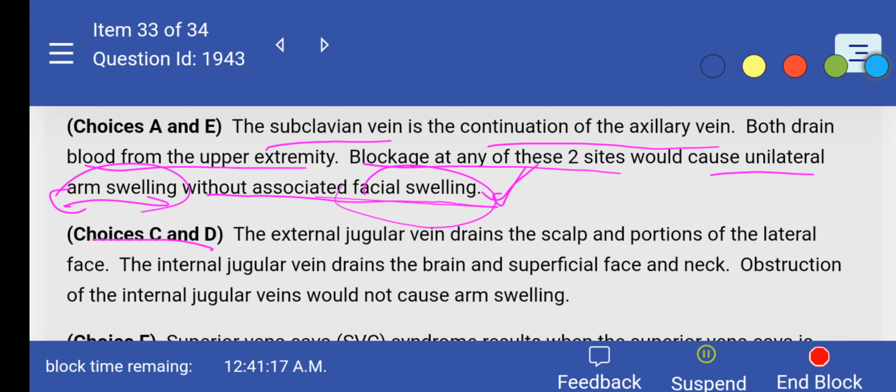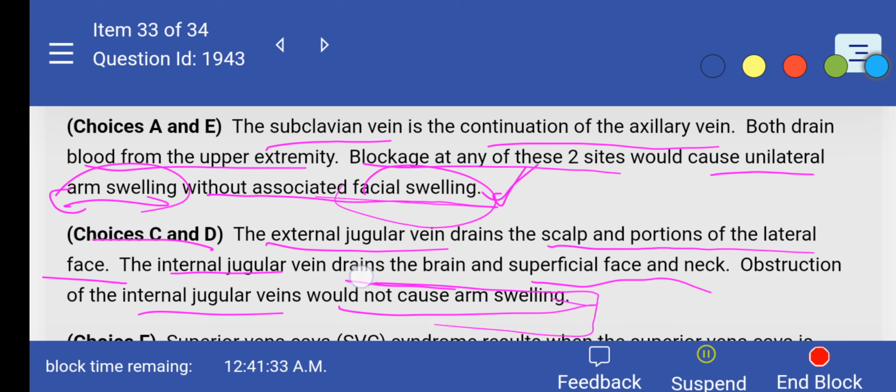Now options C and D. The external jugular vein drains the scalp and a portion of the lateral face. The internal jugular vein drains the brain and the superficial face and neck. Obstruction of the internal jugular vein would not cause arm swelling, just the opposite of the above case, because the arm is not drained by these veins.